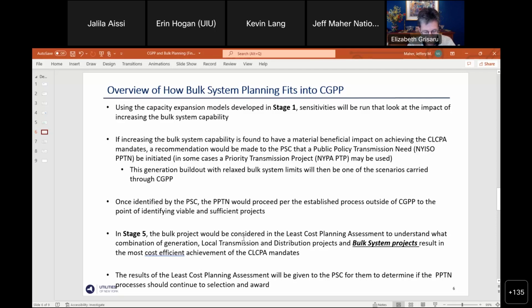So what we will do here in CGPP is give the commission information that would help them decide if they should halt the process at the NISO. And if the commission decides not to halt the process, the NISO would move forward. Again, per their existing process, the NISO would move forward and select a project. So I'm going to continue to be concerned that we could potentially be paying for more than what we need. But otherwise, I'm not going to deliberate, because honestly, you'll be stuck repeating yourself going through these steps.